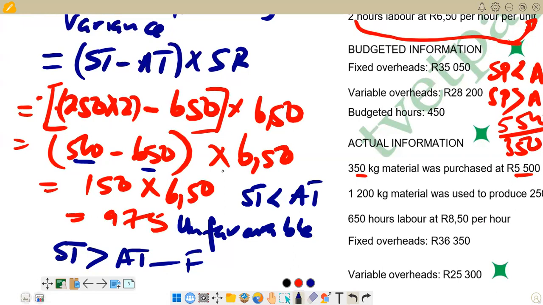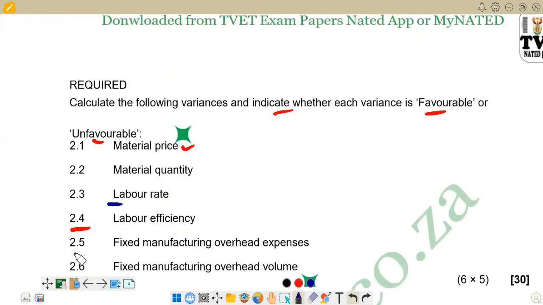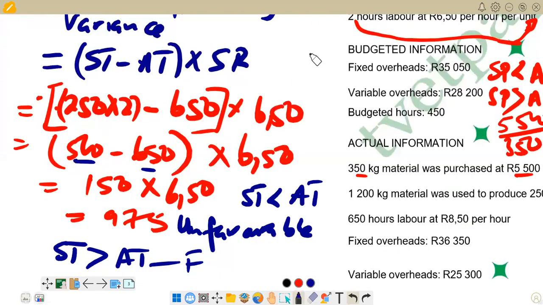Now we go to 2.5. Let's check what we have on 2.5. It requires us to calculate the fixed manufacturing overhead expenses. Let's see how we calculate it.